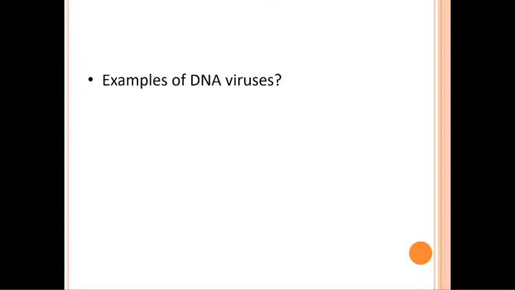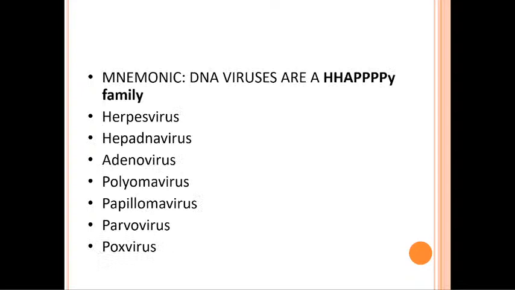Okay? Alright. Now, examples of DNA viruses. Sir, there are so many. Don't worry, Amanda. I got you, girl. We have a mnemonic for that. Happy. Herpesviridae, hepadnavirus, adenovirus, polyomavirus, papillomavirus, parvovirus, poxvirus. Why is there a PY, sir? Because of polyomavirus, so you don't get confused. Polyoma, papilloma. Happy family. 2H, 1A, 4Ps. So you won't forget. Don't worry, you don't need to write it. You will get a copy of it as soon as we're done with our lecture.